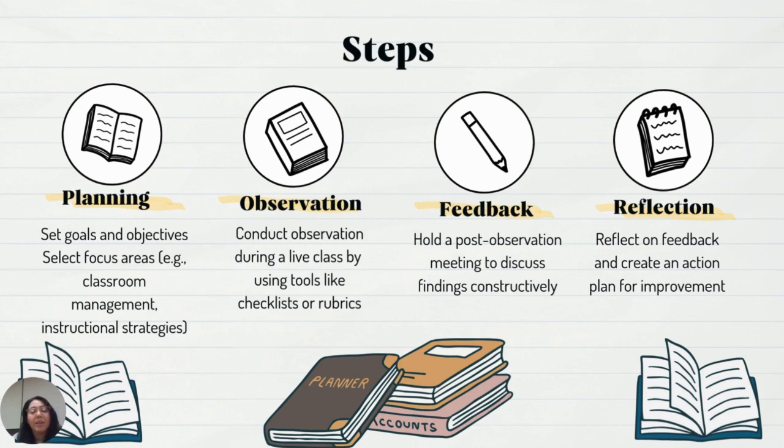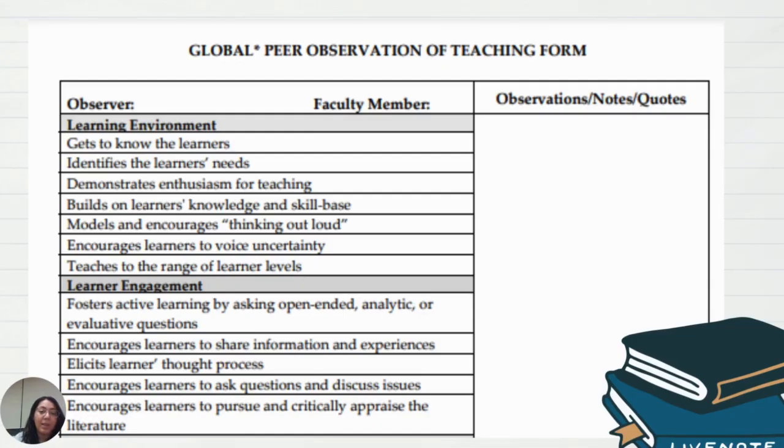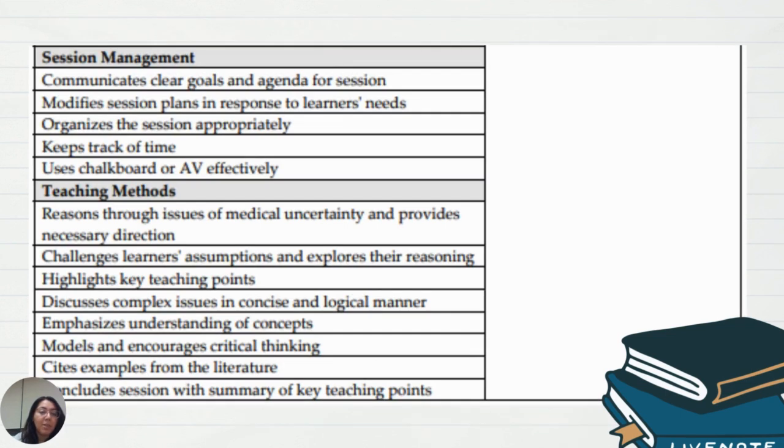The feedback. You have a meeting after the observation to discuss the findings constructively. Then the reflection. You reflect on the feedback and create an action plan for improvement. Here is an example of a checklist. It's a peer observation teaching form. The observer is going to observe the learning environment, learning engagement, and is going to take some notes. Session management and teaching methods.